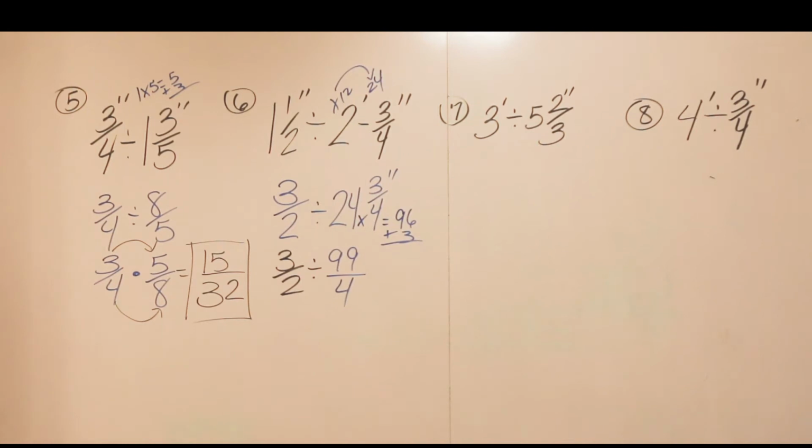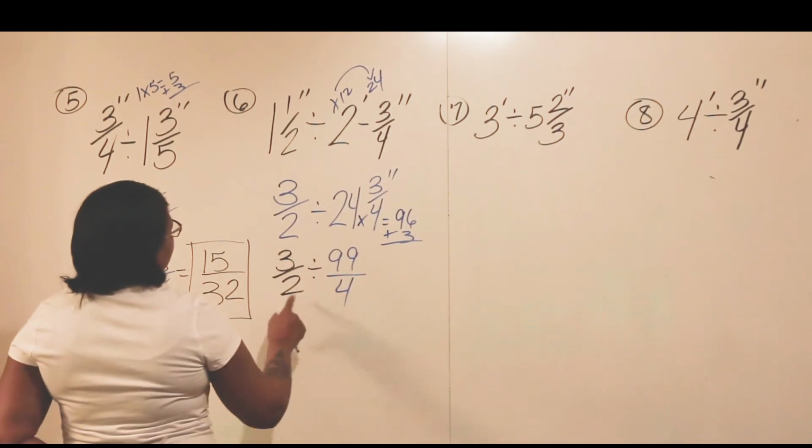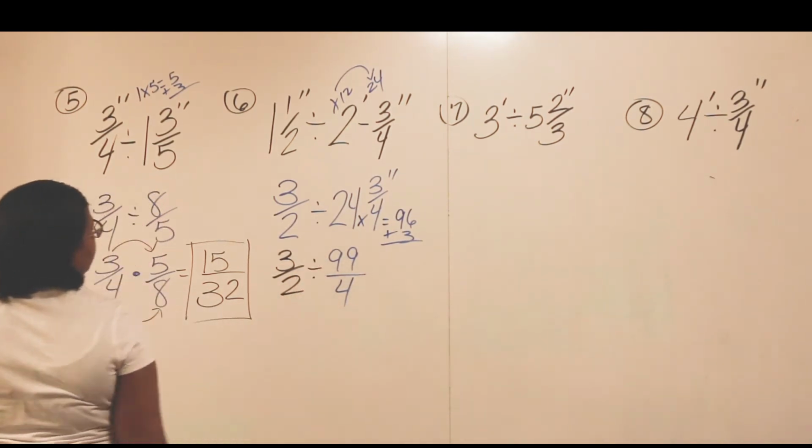So now we want to see if we can cross reduce. Can we? No. That sucks, doesn't it? We can't cross reduce the 3 and 4. We can't cross reduce the 99.